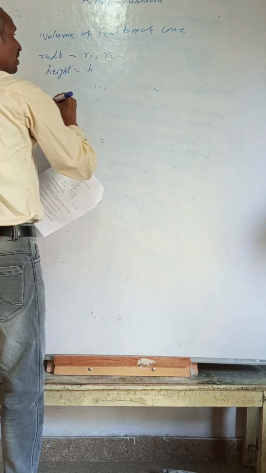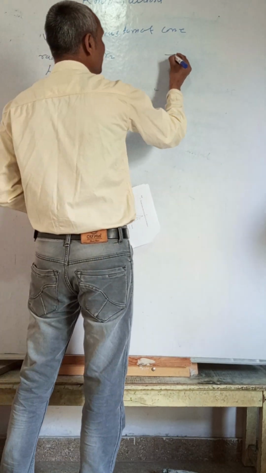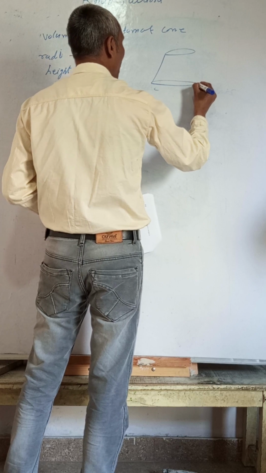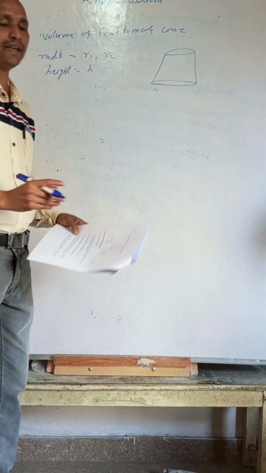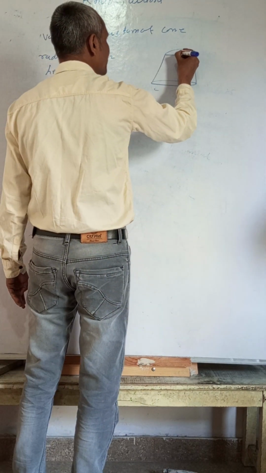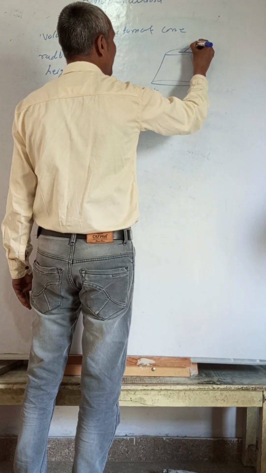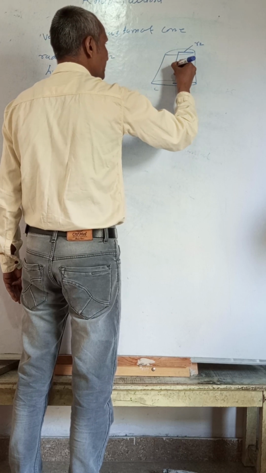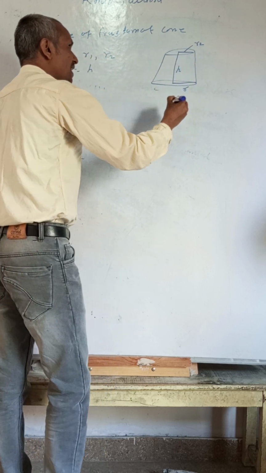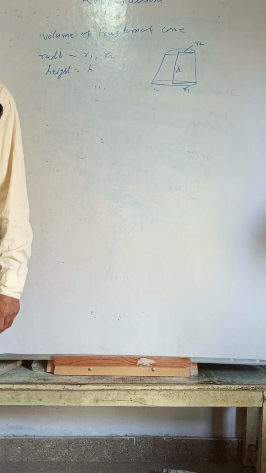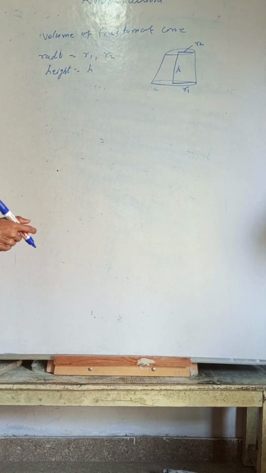The frustum is the part of a cone which is cut from the upside or one side. So what will be the volume? This is the upper part, this is called R2 here, and this is the downside, this is R1, and this is the height H. So what is the volume of the frustum?